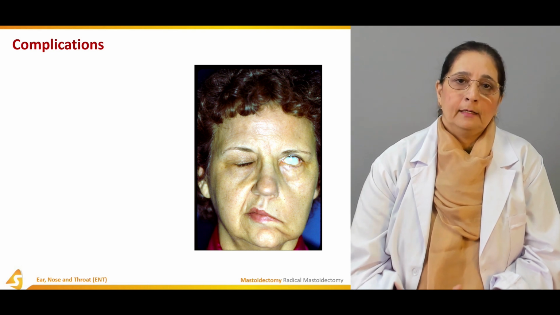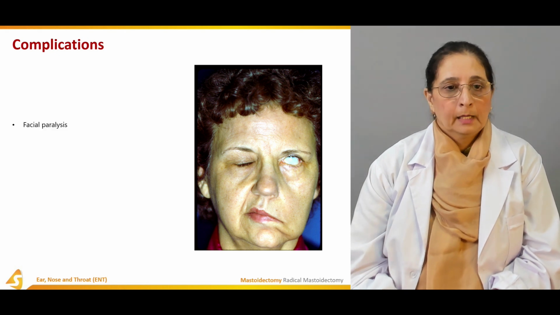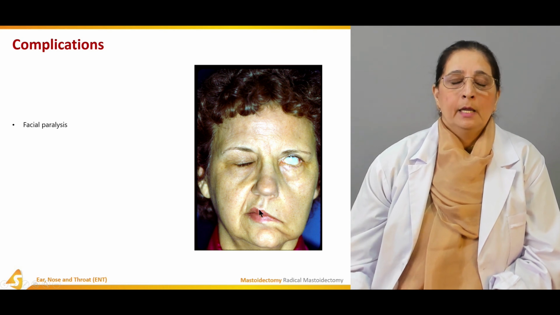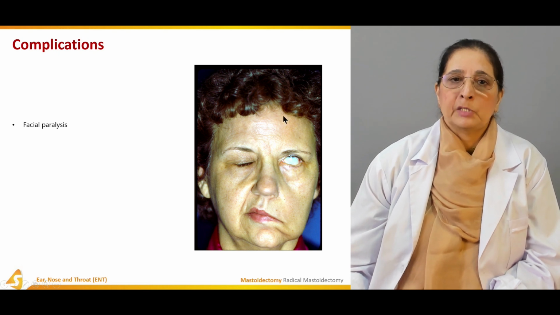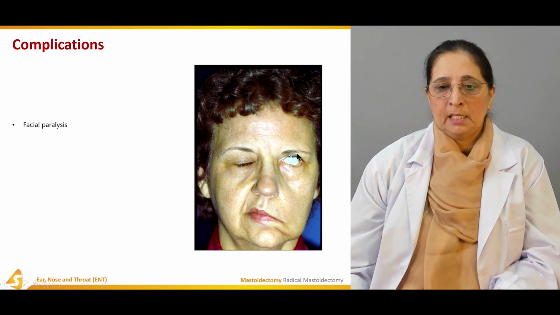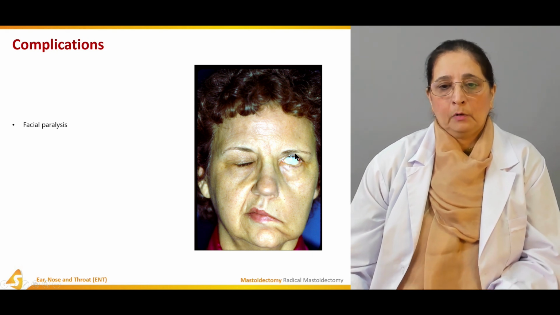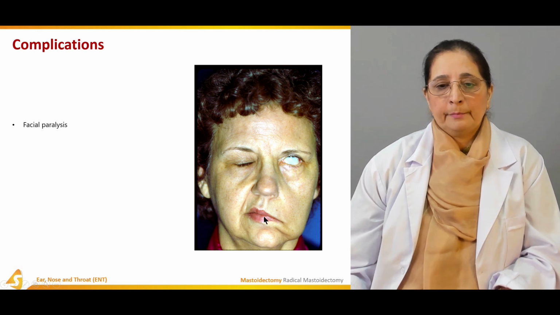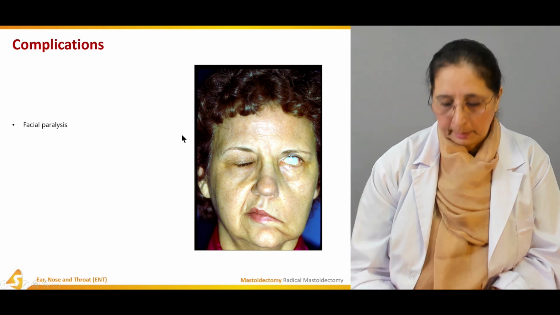Complications that can occur as a result of radical mastoidectomy. Facial paralysis, you can see the facial paralysis. The facial nerve supplies the muscles of facial expression, and there is ptosis, you can see, and there is bulging of the eyeball, also inability to close the eyelid. There is deviation of the mouth to one side. So all these can occur as a result of the facial paralysis.